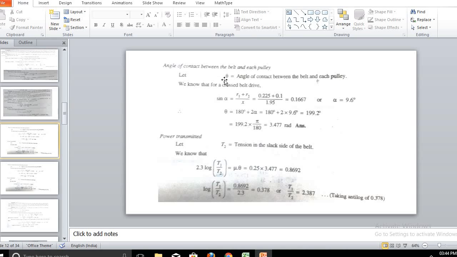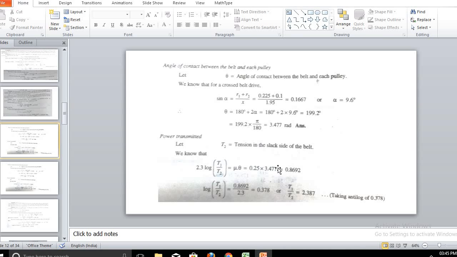Angle of contact theta, in a crossed belt drive, is 180 degree plus 2 alpha. Here sin alpha is equal to (R1 plus R2) by X, or D, the center distance between the pulleys. So R1 and R2 are known to you, X is known to you. So alpha is equal to 9.6 degree. So theta now becomes 180 degree plus 2 into 9.6, so it becomes 199.2 degree. In terms of radian, this is the answer.